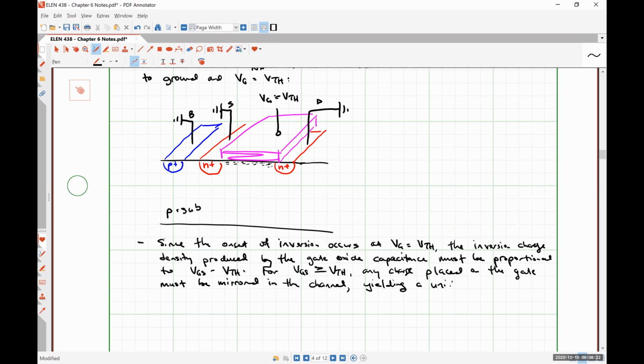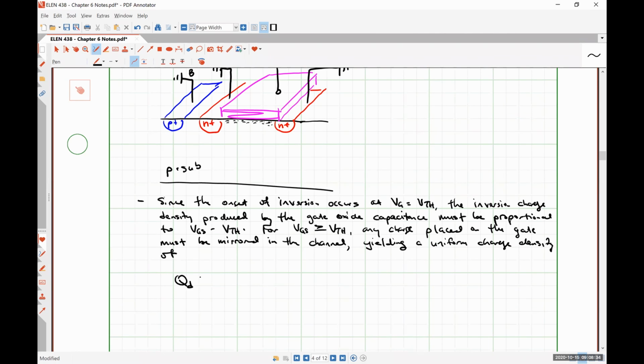a uniform charge density of Q_D equal to the effective width of our transistor multiplied by the oxide capacitance. And that's the total oxide capacitance of the polysilicon region there, not the oxide capacitance per unit area, multiplied by VGS minus VTH.